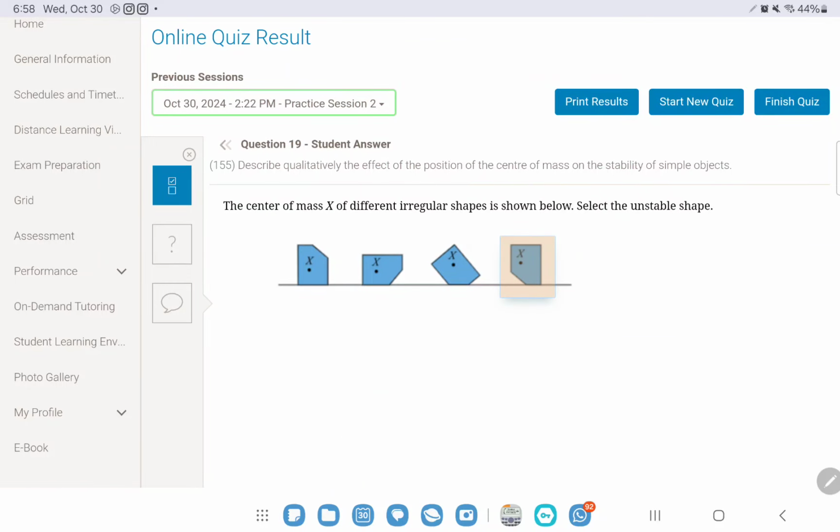Last question. This is from our last periodic exam. We know that for a thing to be stable, it has to intersect with its baseline. You just draw a straight line coming out of all of these. Whichever one does not intersect with the blue part is unstable. This here is floating on thin air, so it's unstable.